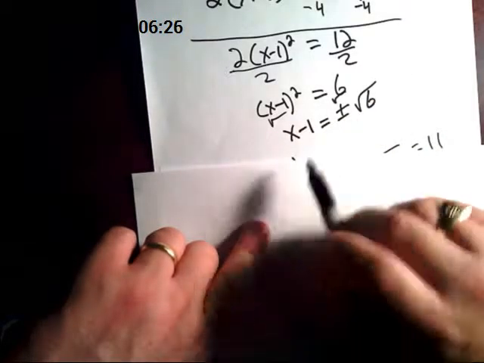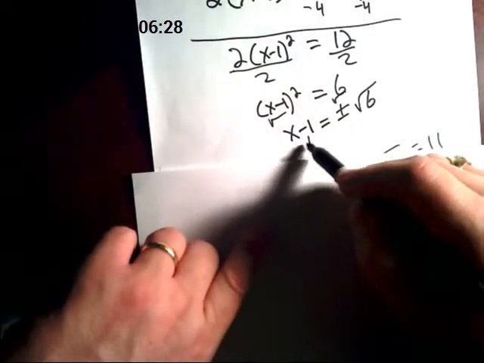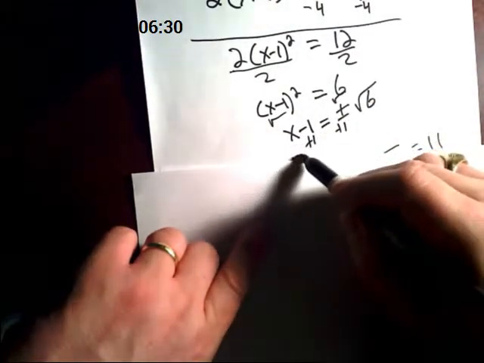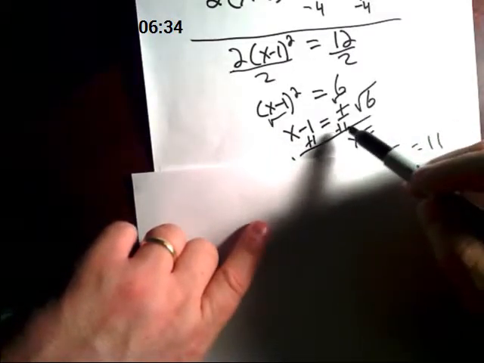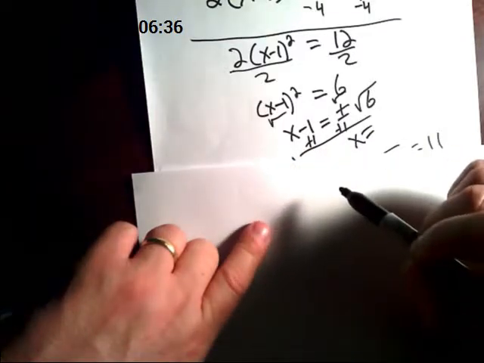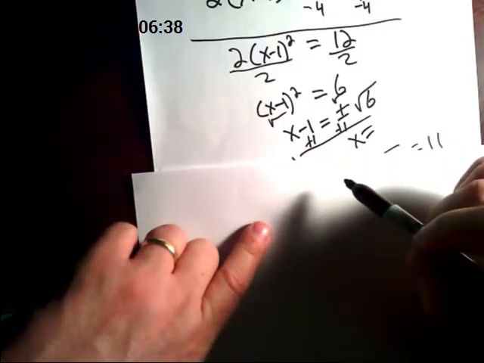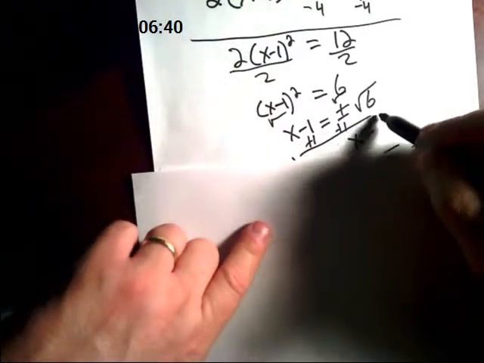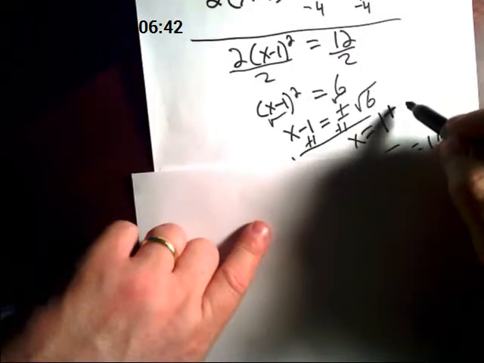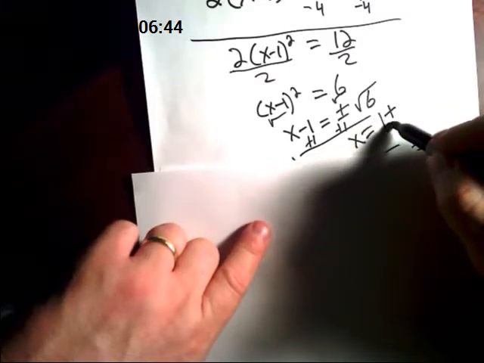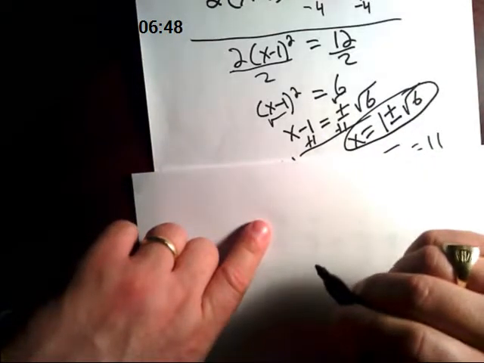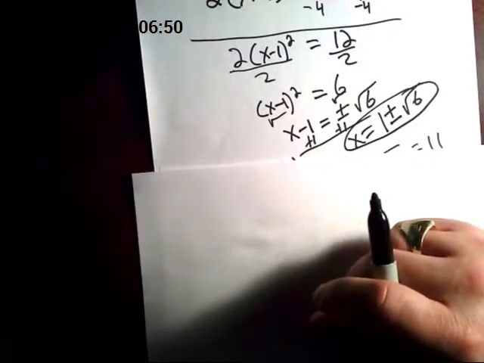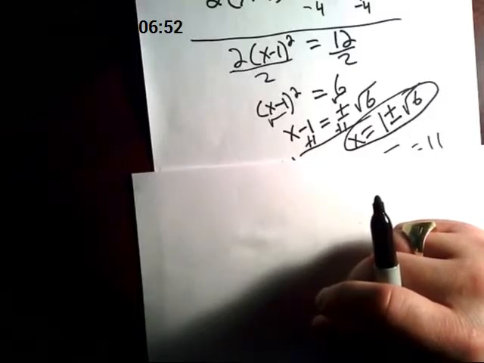So to continue solving this, I want to get x all by itself. I use the inverse operations. I add 1 to both sides. I get x equals. I cannot add this 1 to that 6 because those are apples and bananas, and we're not making a fruit salad. So one of my answers is 1 plus the square root of 6. The other is 1 minus the square root of 6. Those are my two answers. Those are the zeros. And that is how you solve by taking the square roots.